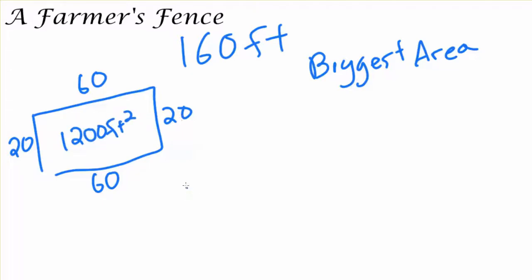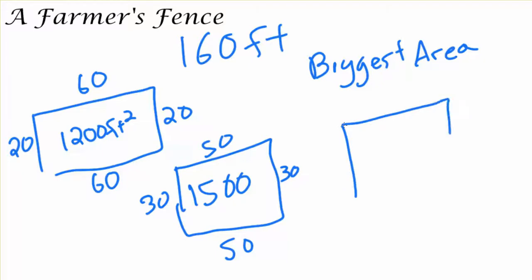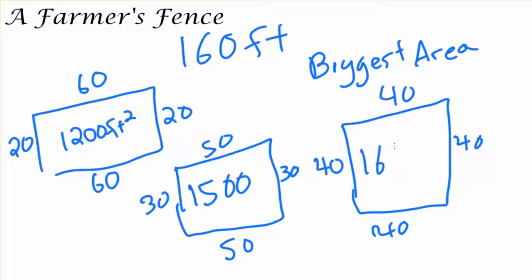Let's say he makes a different size rectangle and uses 50 and 30, so the numbers are a little bit closer together. So it adds up to 160. 50 times 30 will give me 1,500 square feet. 300 more square feet of space, and the amount of fence hasn't changed. So lastly, I'm going to make a square with all the sides 40, of course. 160 feet of fencing went into it, and I get 1,600 square feet. The biggest possible area came from a square with sides of 40.